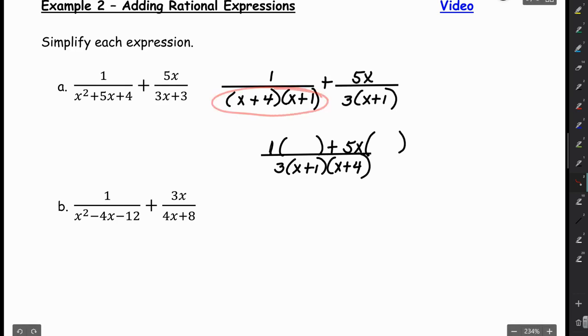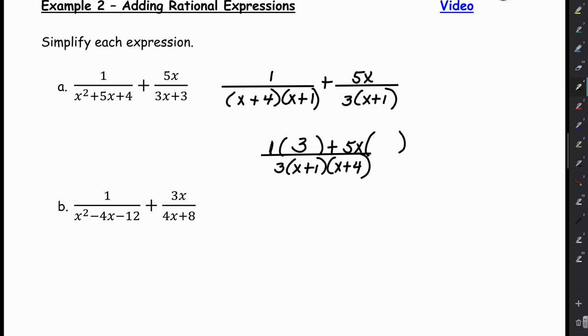We're going to compare our original denominator to our new denominator and see what is different, right? What is extra in the new denominator? Well, they're exactly the same except for the 3. So I'm going to add a 3 as the part that I need to add that is extra in my common denominator.